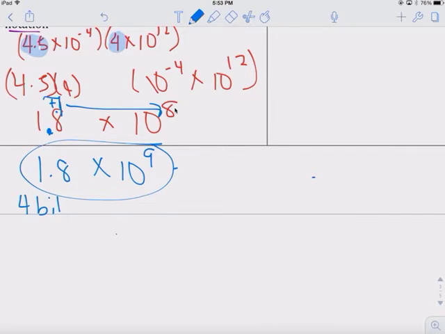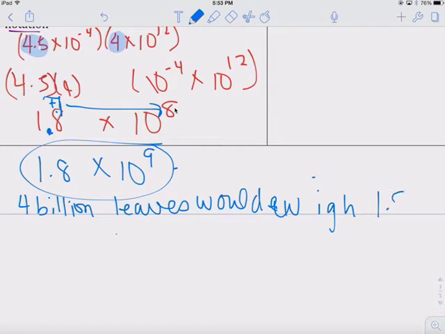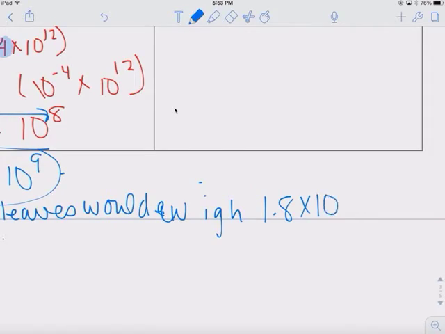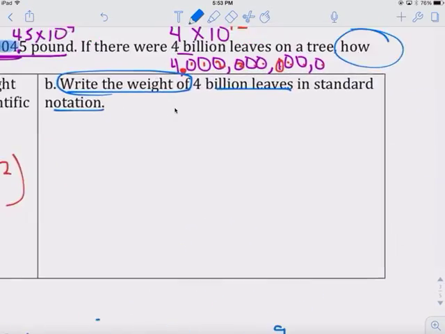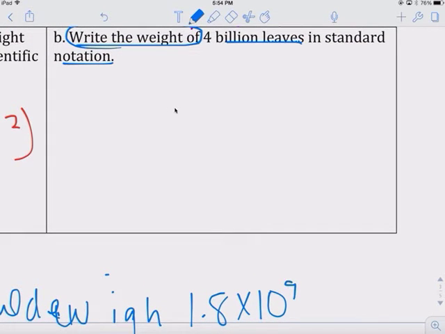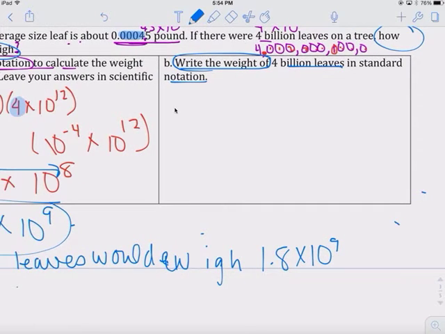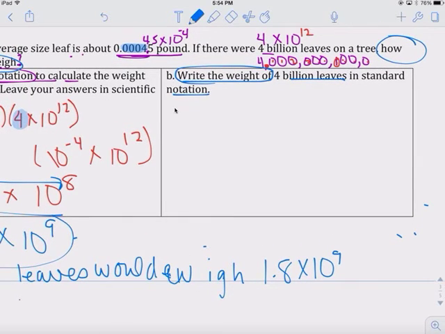4 billion leaves would weigh 1.8 times 10 to the 9th. Okay, here it is. And then they want in standard notation the weight. So if it's already 1.8 times 10 to the 9th, 1.8, you move it 9 times, or you can do order of operations.